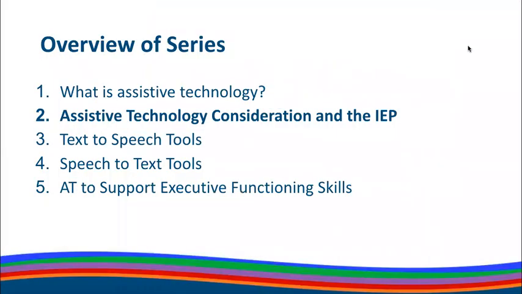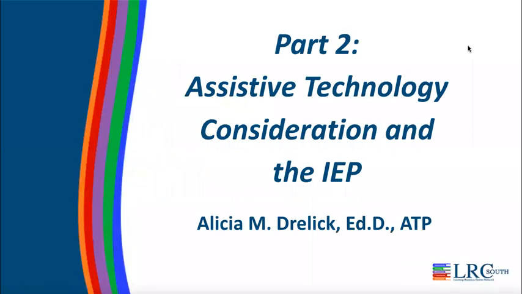Throughout the series, we'll explore what assistive technology is, considerations for AT and the IEP, as well as some common assistive technology tools that can be used to support students in the inclusive classroom. This is part 2 of the series, where we will look at assistive technology considerations in the IEP. We will examine both general assistive technology considerations that take place at all IEP meetings, as well as considering AT for the NJSLA or the New Jersey State Assessment.